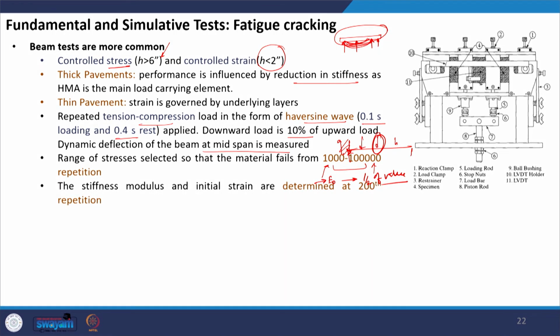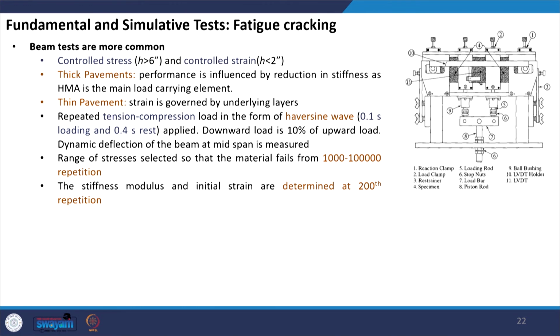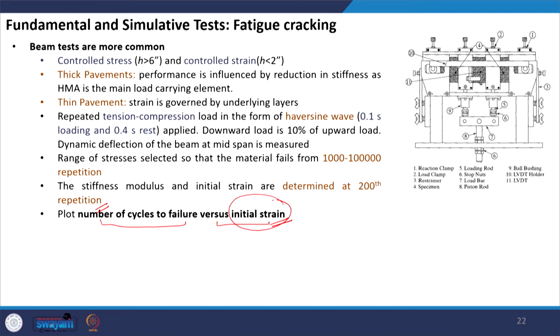So, what we do in the test, the stiffness modulus and the initial strain are determined at 200 repetitions, and then you plot the number of cycles to failure versus initial strain. Now, this is an important point to note: I am plotting the relationship between number of cycles to failure, which will happen after some time, versus initial strain. So, I am not plotting it at the strain at failure, but at the strain which I am getting after 200 repetitions. So, this is a typical graph of log ET versus log NF.